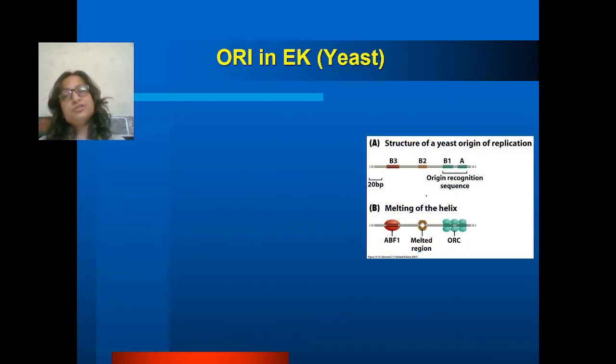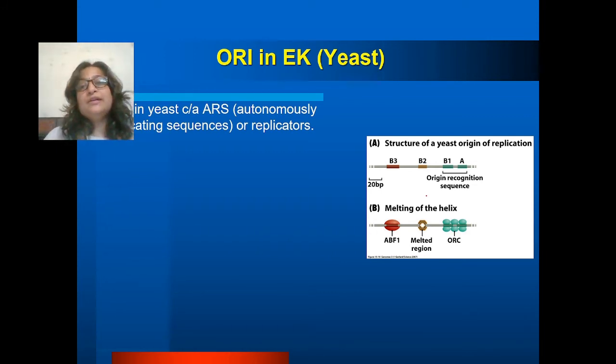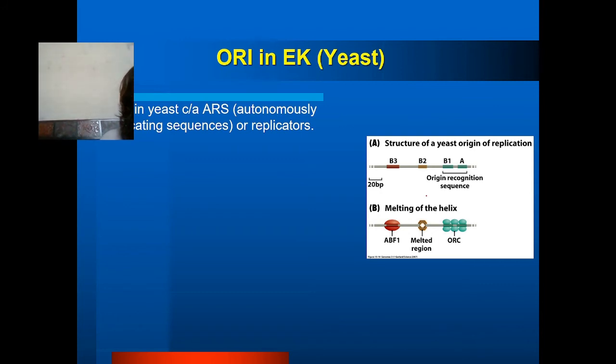So that was all about the origin of replication in E. coli and its regulation. Apart from that, we have certain information about the origin of replication in eukaryotes, and the model organism we use to study it is yeast. It is not possible to learn about all of the replicons of eukaryotes because they have many, so we study eukaryotic ori taking the example of yeast. In yeast we have autonomously replicating sequences. The replicators are known as autonomously replicating sequences.